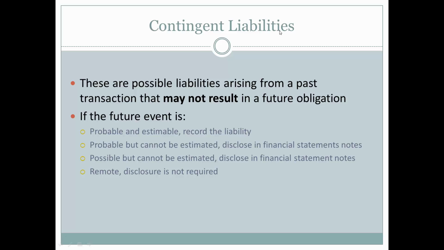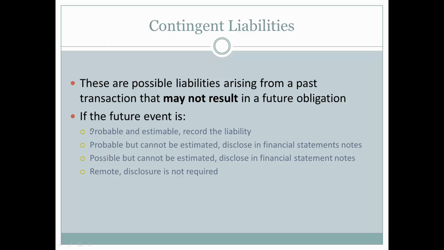Now let's look at contingent liabilities. This is all that you need to know on contingent liabilities, and it will be a good idea if you just memorize this. But let's walk through the thoughts behind it. These are possible liabilities arising from a past transaction that may not result in a future obligation. So let's look at this. If the future event is probable and estimable, you would record the liability.